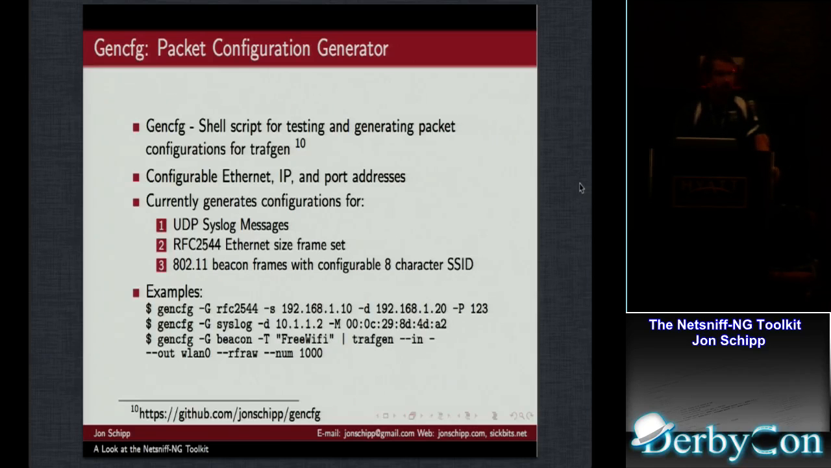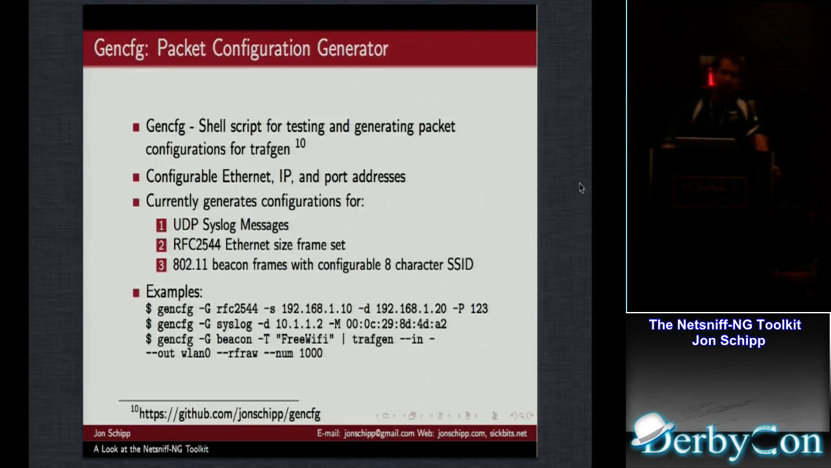So, just FYI. Gen config is a little shell script I wrote, and basically what it does is I have a few packet configurations that I created, and I just stick them in there, and then I just pass some arguments on the command line, and say, hey, I want my source IP address to be this, my destination IP address to be this, my MAC address, and so on. And then it'll generate a custom configuration.